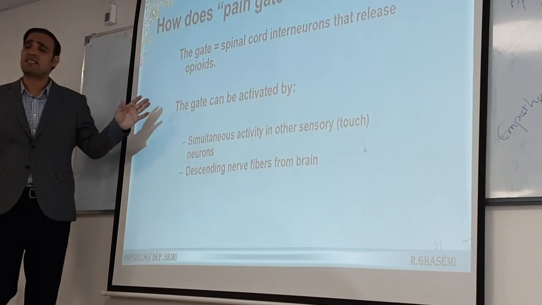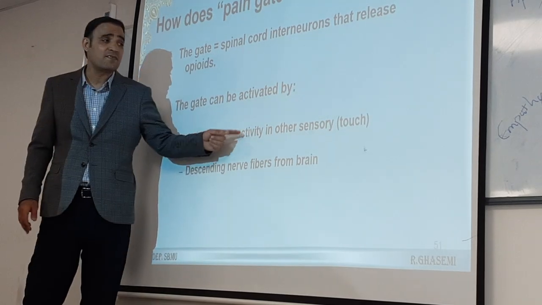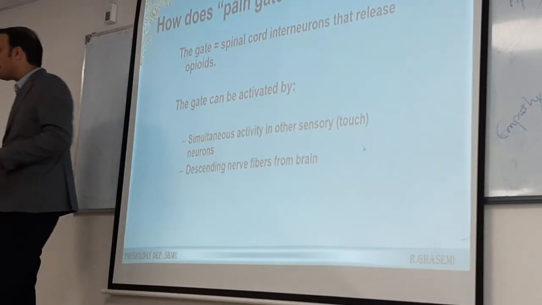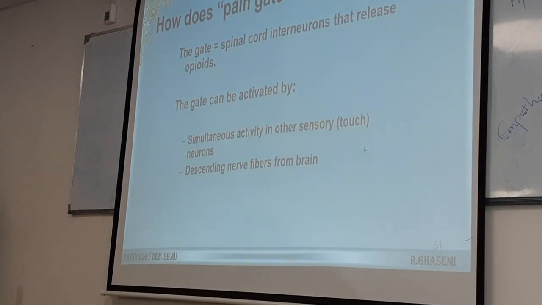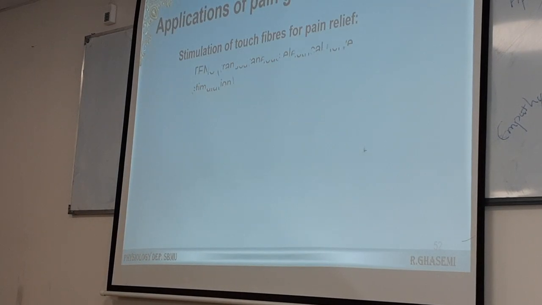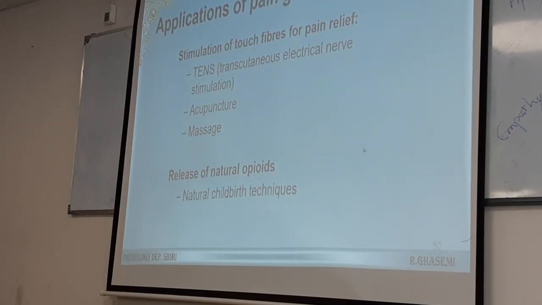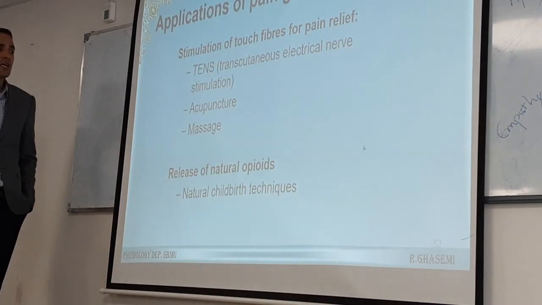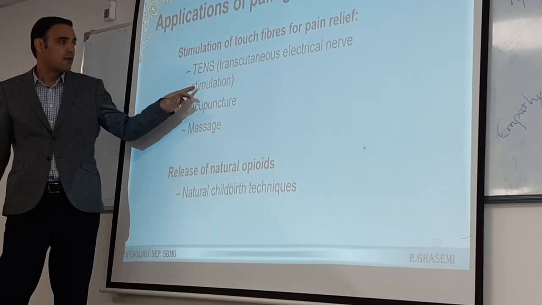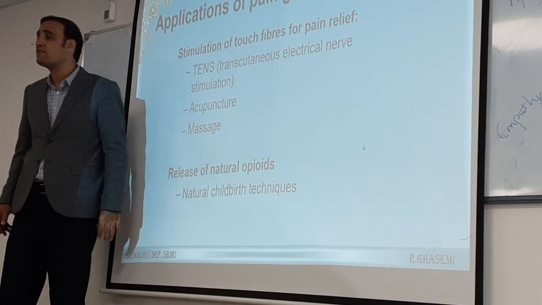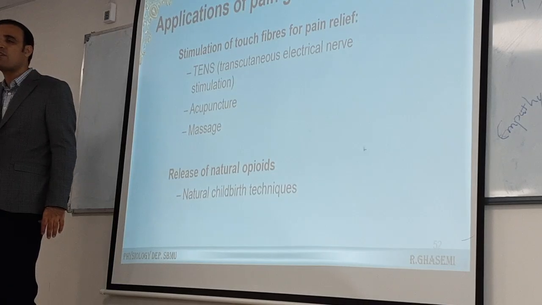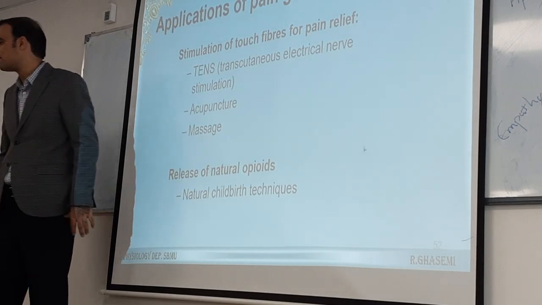The gate theory is activated by simultaneous activity in other sensory stimuli, like massage, and also by descending nerve fibers coming from the brain. Application of the pain gate theory, I told you, is like massage and acupuncture. Hence, those who have severe headache can be treated by stimulation of the sensory nerve fibers.